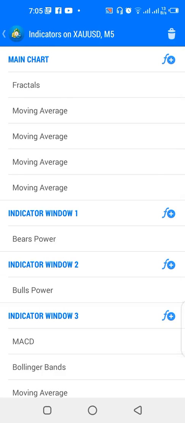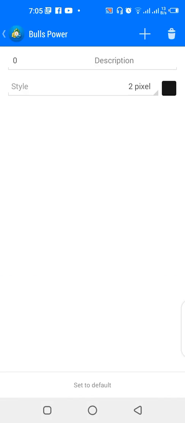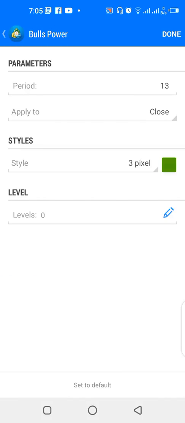Indicator window 2, we have Bull's Power. Parameters, you have period is 13, apply to close, color is green, and the level is 0. Now, just like the opposite of Bear's Power, Bull's Power is only used when you want to sell.